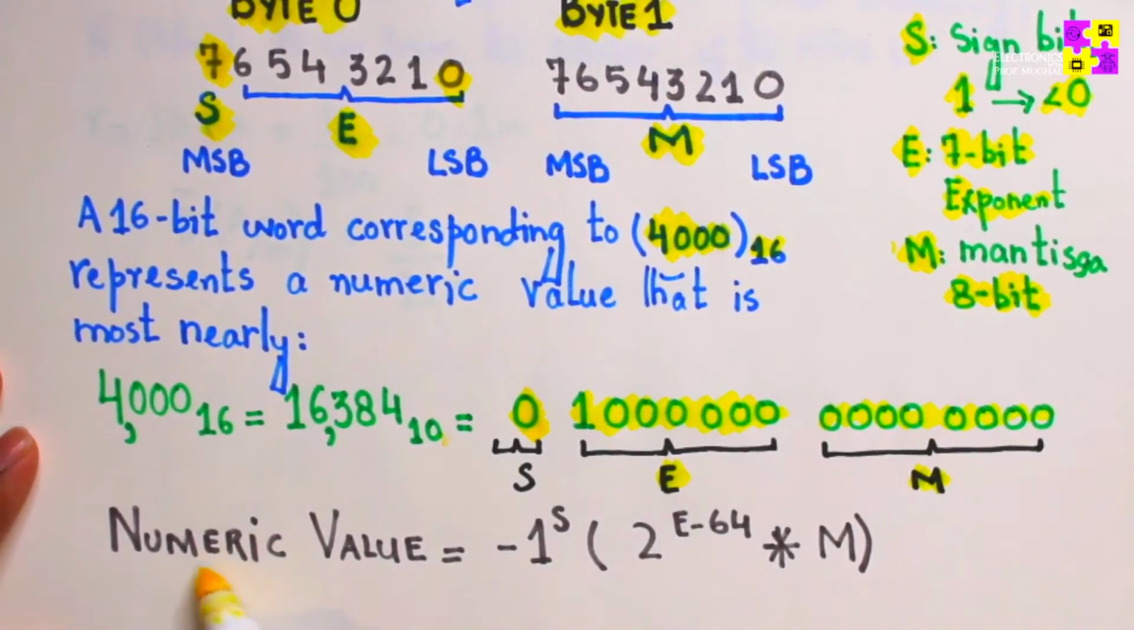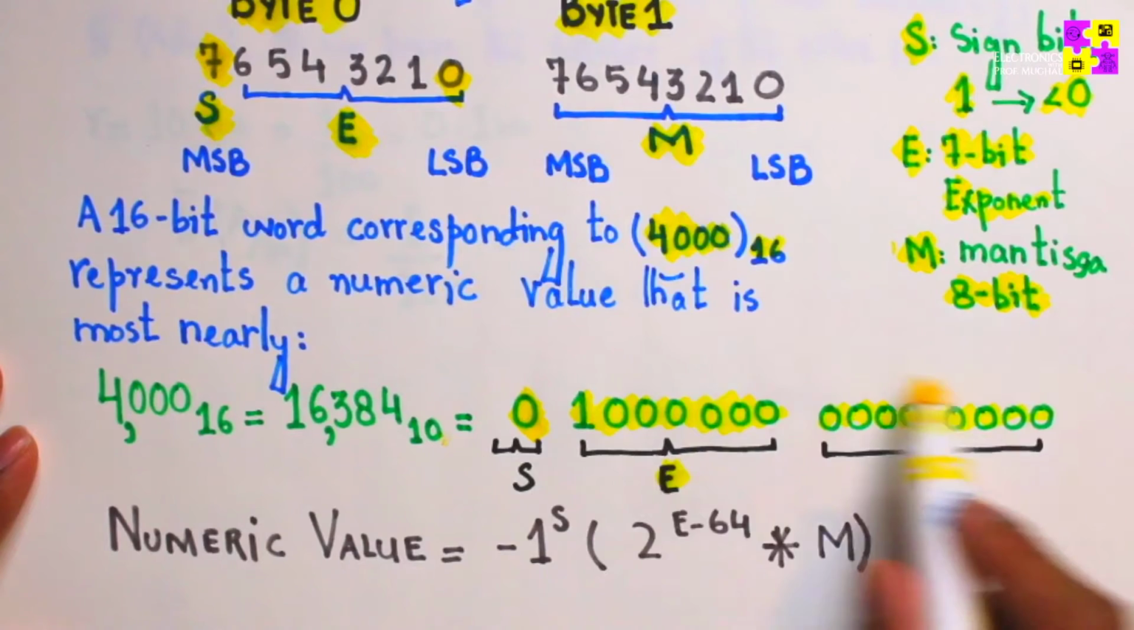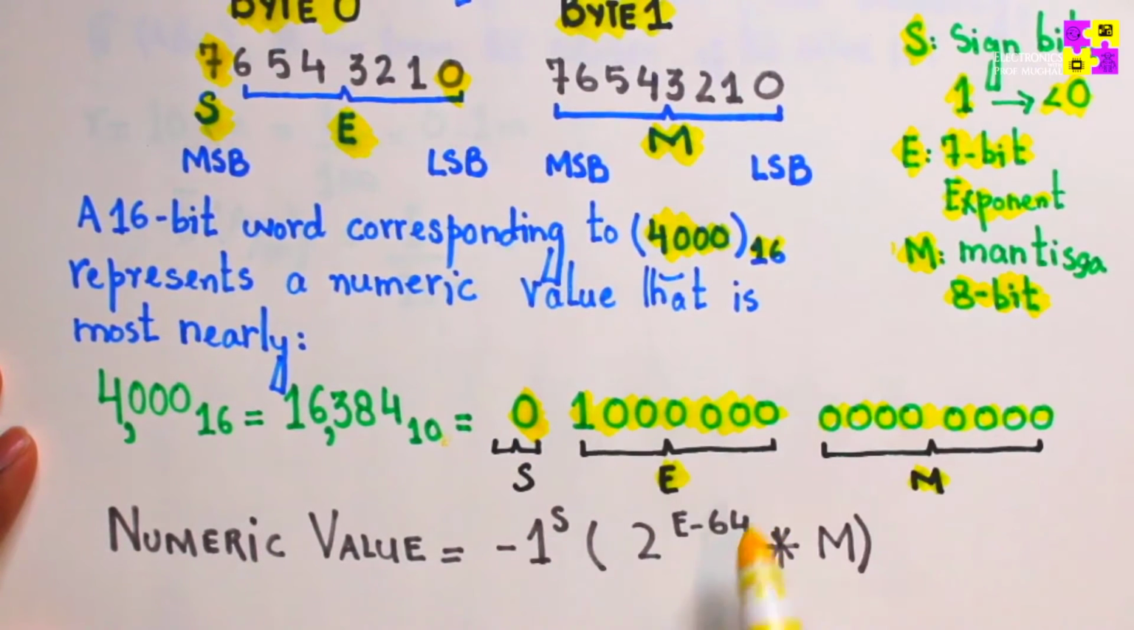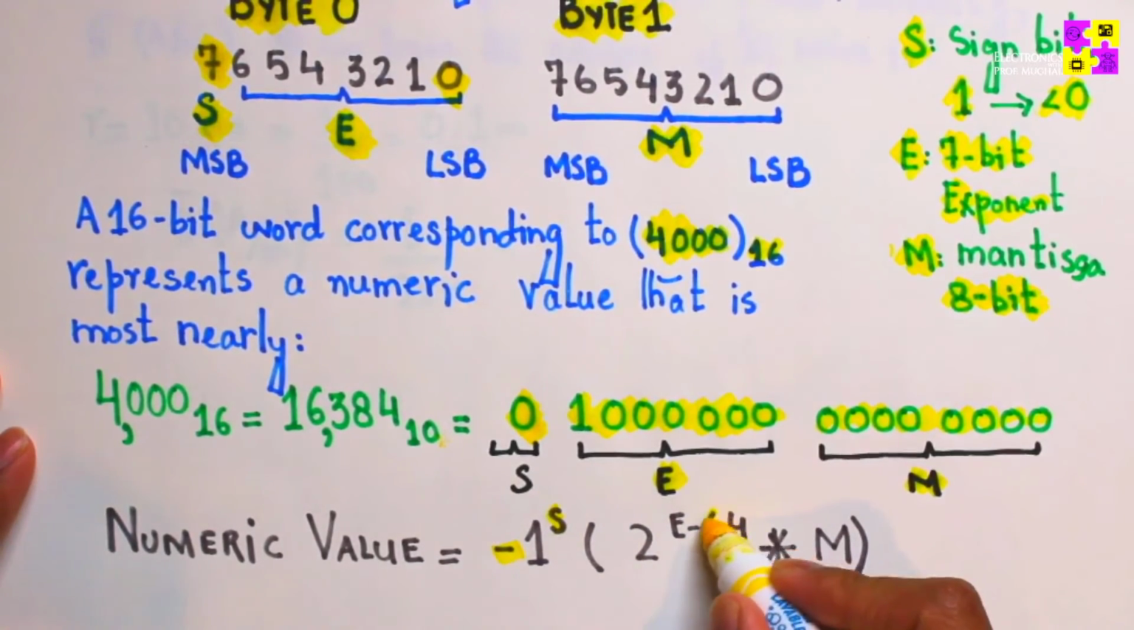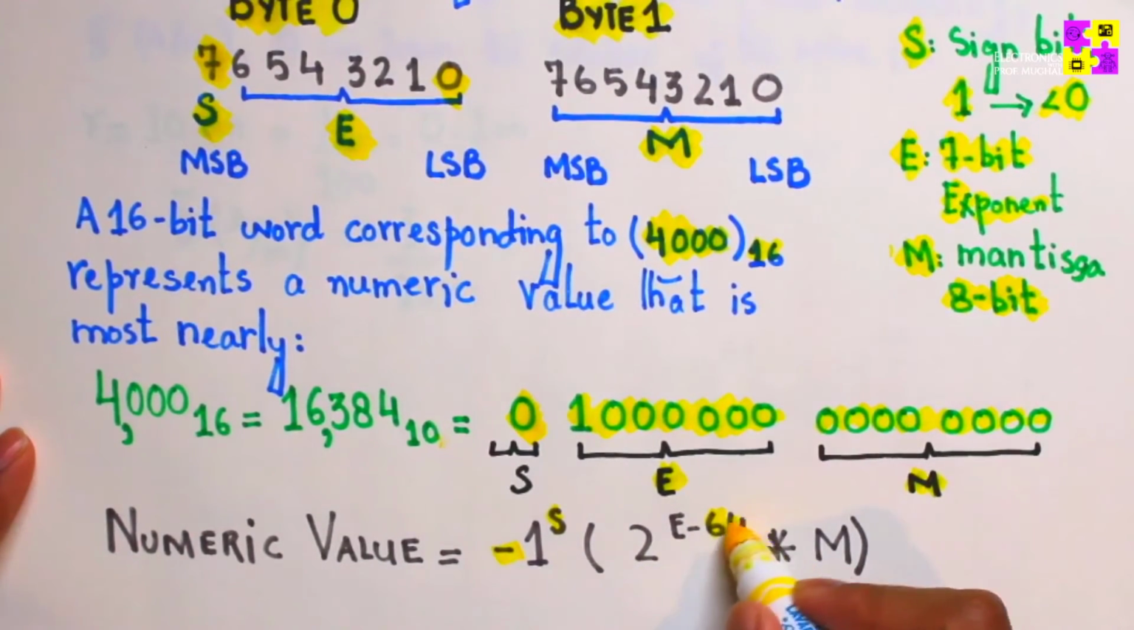Now, in order to find the numeric value of something like this, you just have to plug the numbers into this equation. This equation is (-1)^s, remember, s is the sign bit, times 2^(e - 64).